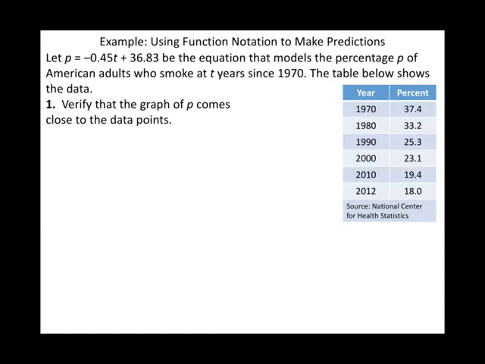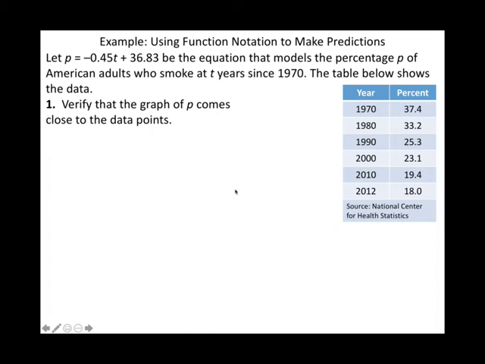Okay, example. Let p equal to negative 0.45t plus 36.83 be the equation that models the percentage p of American adults who smoke at t years since 1970. The table below shows the data. Verify the graph of p comes close to the data points.